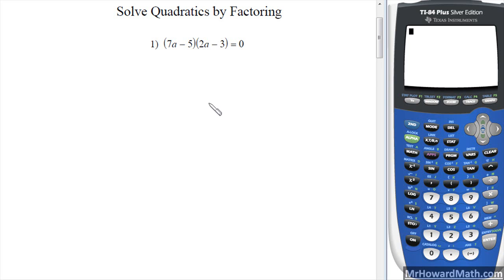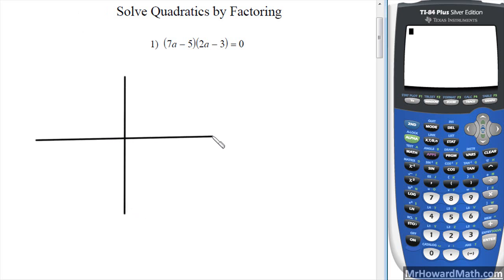Today we will be solving quadratics by factoring. This is our first look at solving quadratics, so we need to discuss what that means. When we find the real solutions to quadratics, we're just finding where they cross the x-axis. In Algebra 1, we'll only be dealing with real solutions.